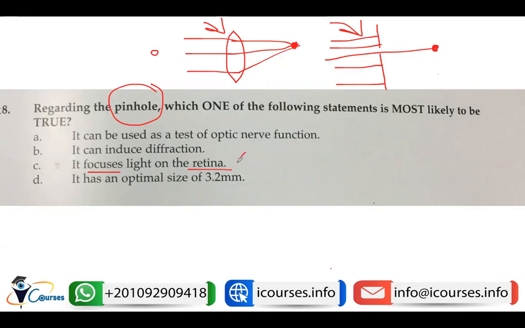This is a wrong answer. The optimum size 3.2, again, this is a wrong answer. It is less than this, less than 2.5. And it can be used to test optic nerve function. This is again wrong. It can be used to test the macular functions, because if someone has good visual acuity and we put a pinhole in front of him, this will allow only the central pencil of light to reach the macula. And if he has a macular pathology, the pinhole will worsen the visual acuity. And it can induce diffraction, and this is the correct answer. And we mentioned this in the lecture.